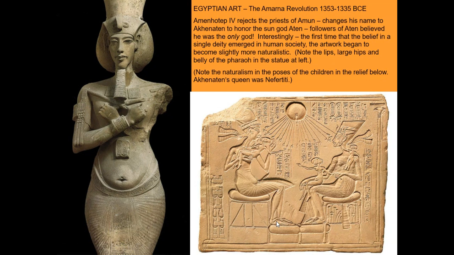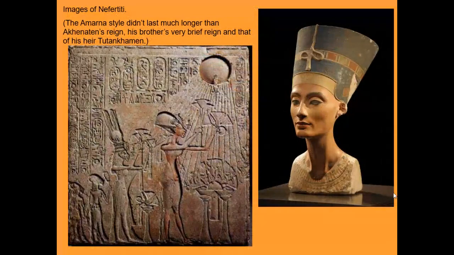There's much more movement and naturalism in the image of Akhenaten and his queen Nefertiti. Certainly when we look at the images of Nefertiti herself, you see this really beautiful human-looking woman, as opposed to the kind of images that we saw in earlier Egyptian sculptures.